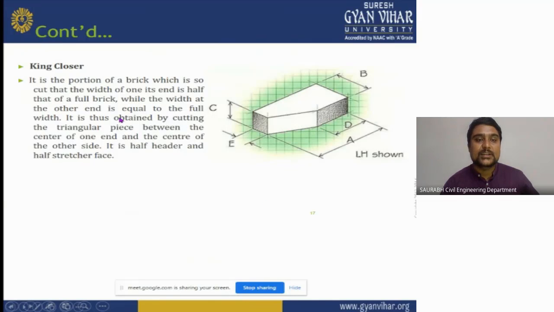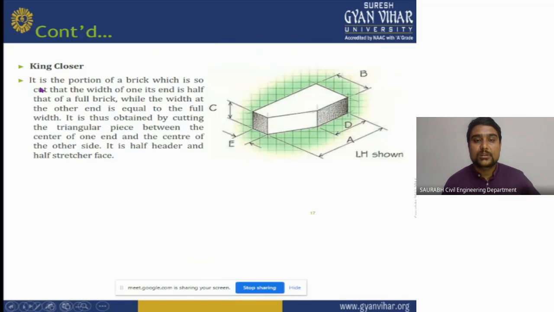Now we will see king closer. What is the king closer? As you can see in the image, this is cut diagonally from one side to another side. It starts from the header and finishes at the stretcher. Now you can see the definition of king closer.